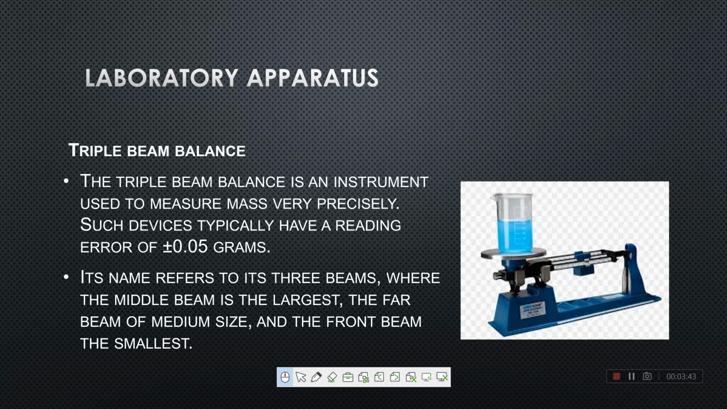As the name refers, the triple beam balance has three beams, where the middle beam is the largest, the far beam is of medium size and the front beam is of the smallest size. So it is used to measure mass very precisely. If you see an instrument like this, please identify it as a triple beam balance.